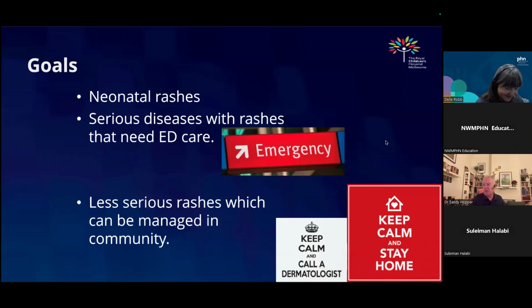The goals of this talk, rather than a four on the floor talk regarding all the different common rashes, I thought I'd focus on causes of anxiety for all of us, including parents, GPs, and referrers. And probably the touch points here are rashes in neonates, serious diseases with rashes that need ED care, and less serious rashes that can be managed in the community. But I think rashes that we see, parents self-referring and GPs referring, and parents self-referring after GP care. So probably a number of rashes that are less common and a little bit harder to manage, so that we can focus our care on emergency patients.